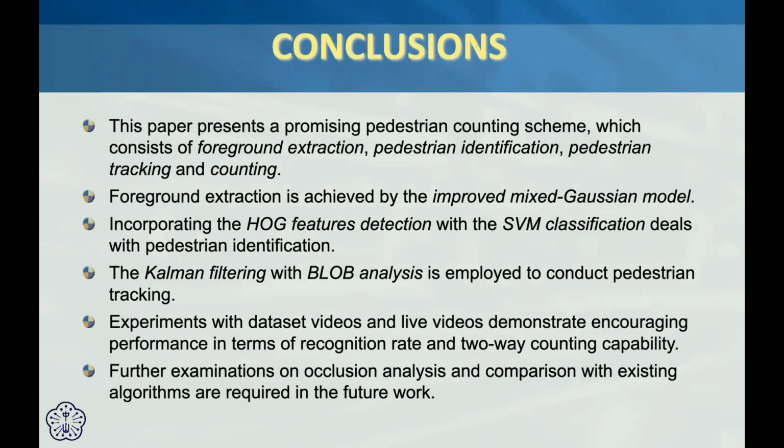Okay, so it's about time to draw the conclusions. This paper presents a promising pedestrian counting scheme, which consists of foreground extraction, pedestrian identification, pedestrian tracking and counting. Foreground extraction is achieved by an improved mixed Gaussian model. Then we combine HOG feature detection with SVM classification to deal with pedestrian identification. And the common filtering with BLOB analysis was employed to conduct pedestrian tracking. The experiments with dataset videos and live videos demonstrated encouraging performance in terms of accuracy and two-way counting possibility. However, further examination of occlusion analysis and comparison with existing algorithms are required in future work.